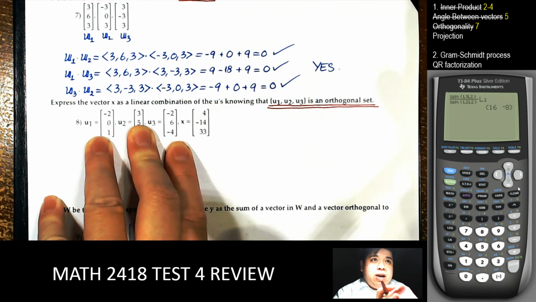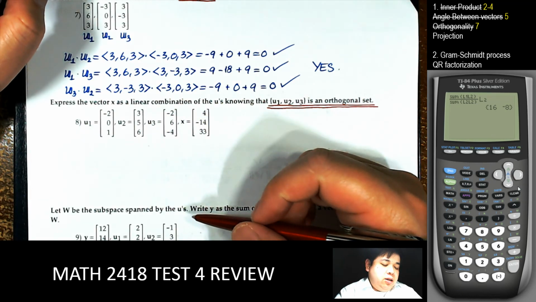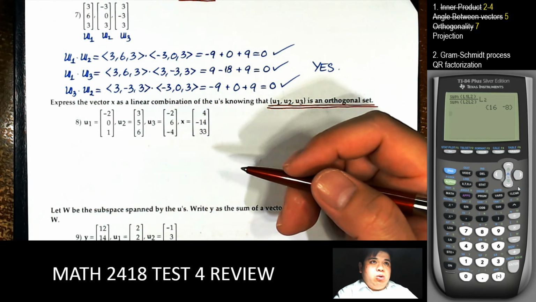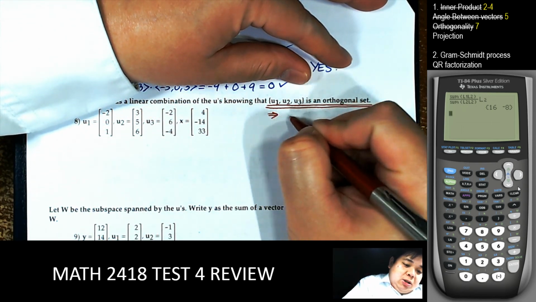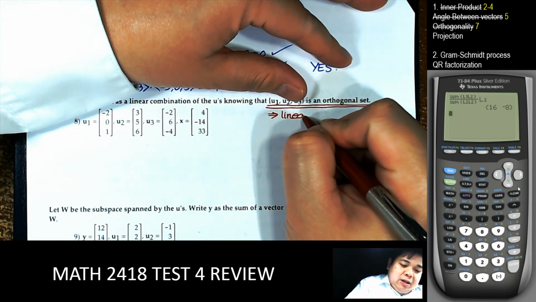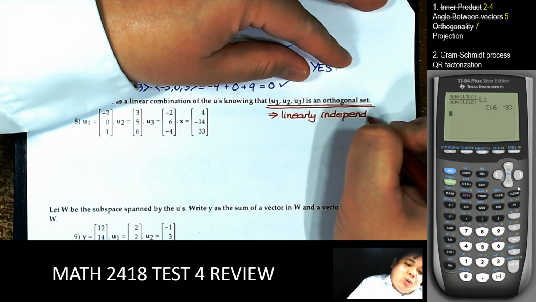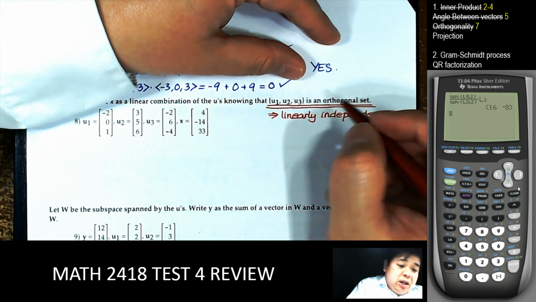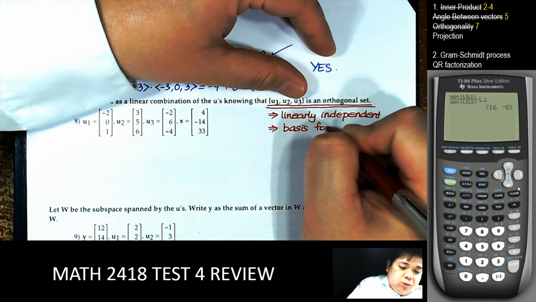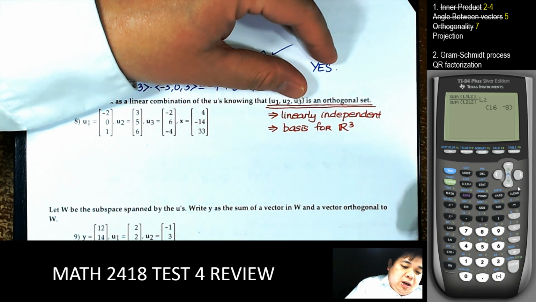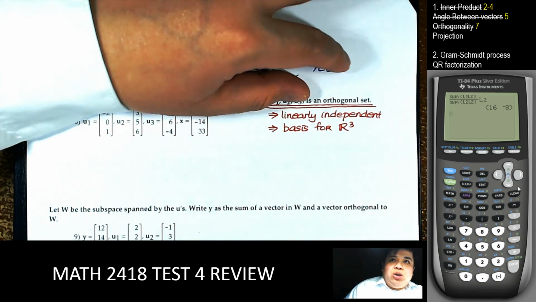And because it spans the whole space R3, x belongs to that space, which means x is a linear combination of those three. Because they are an orthogonal set, they are linearly independent. And we have three linearly independent vectors in R3, so they will be the basis for R3. So those are the basis for R3, which contain x. So x belongs to R3.